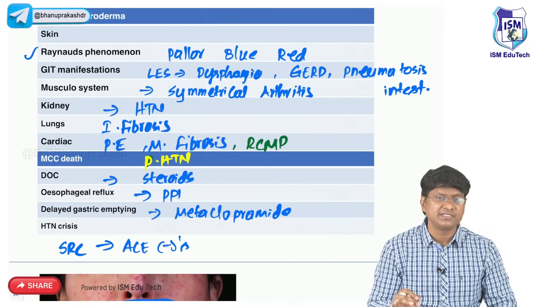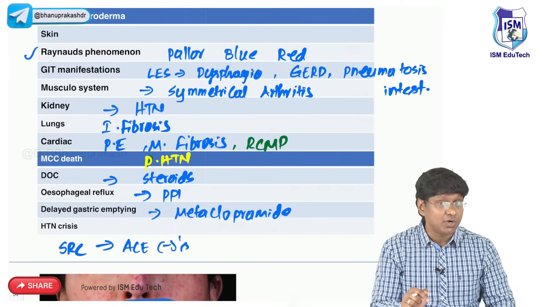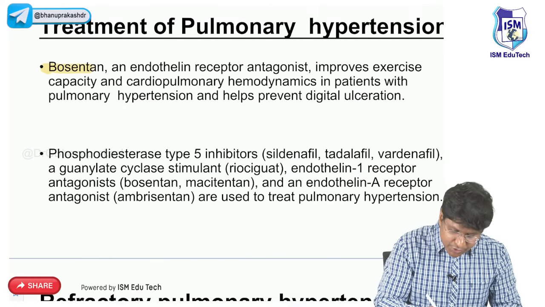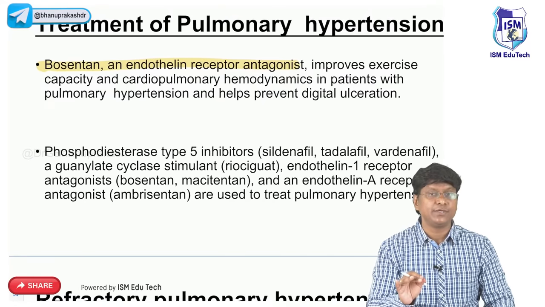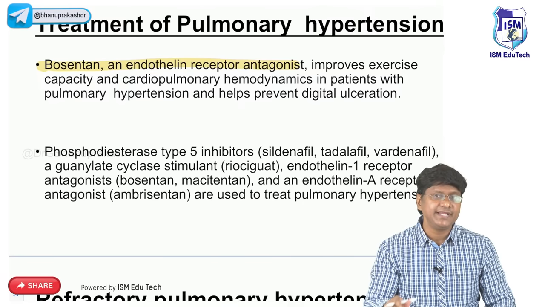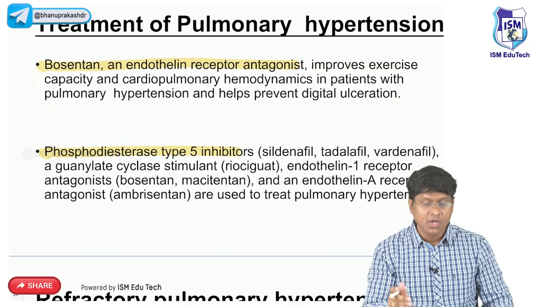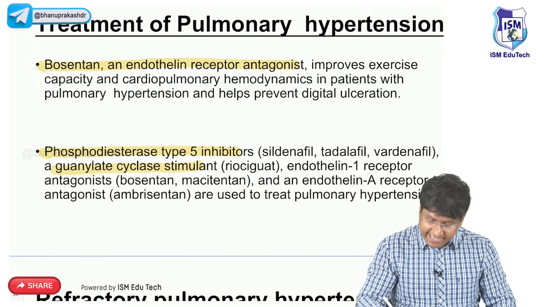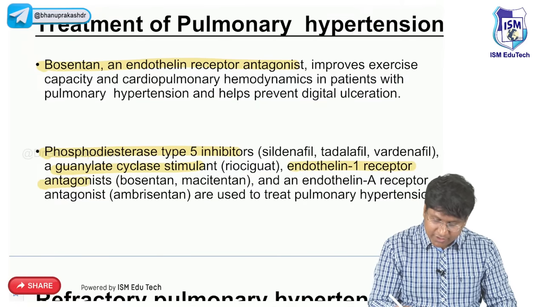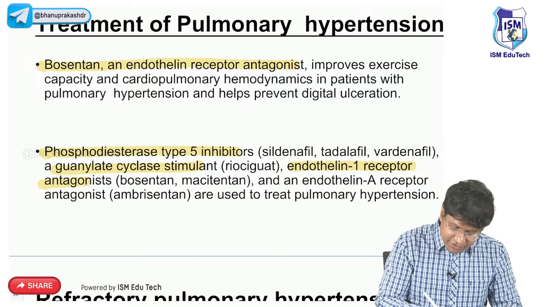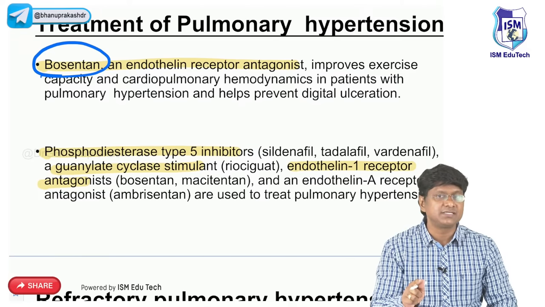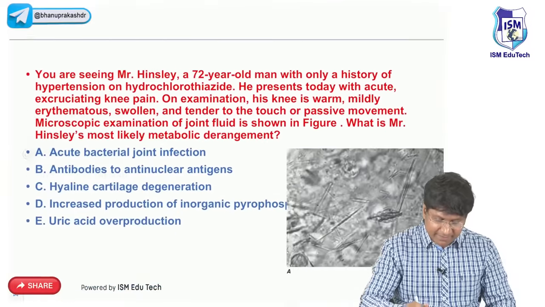And one more important point in scleroderma that you need to be very much aware of is, what is the cause of death? Pulmonary hypertension. So what are the drugs that you need to give for treating this pulmonary hypertension? You need to give an endothelin receptor antagonist, that is bosentan, and the alternative drugs are the phosphodiesterase 5 inhibitors, that is sildenafil, tadalafil, or vardenafil, or sGC, that is a guanylate cyclase stimulant, that is riociguat, and endothelin 1 receptor antagonists, that is bosentan or macitentan. These are the drugs which will definitely be given as first line for pulmonary hypertension in scleroderma. But the only concern is whenever there is refractory pulmonary hypertension.